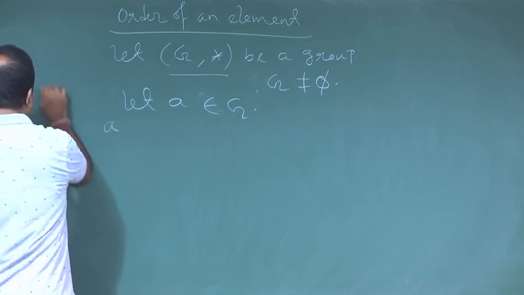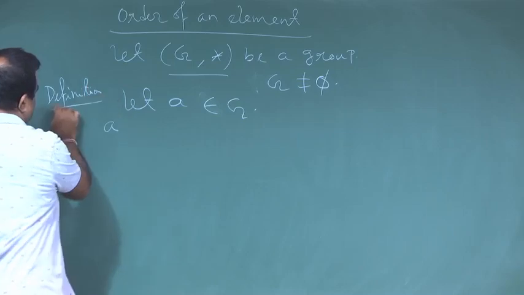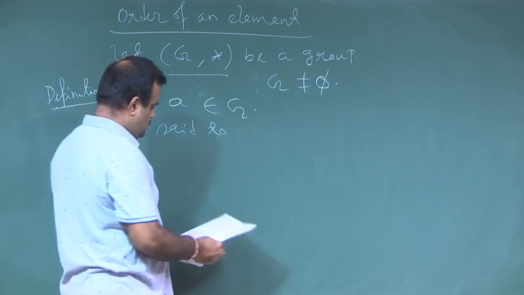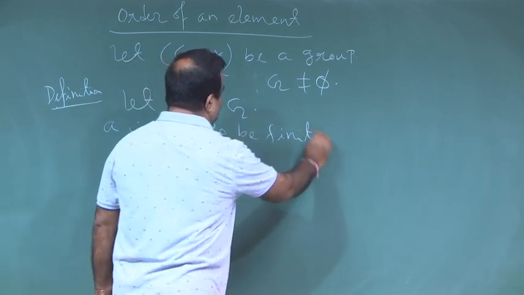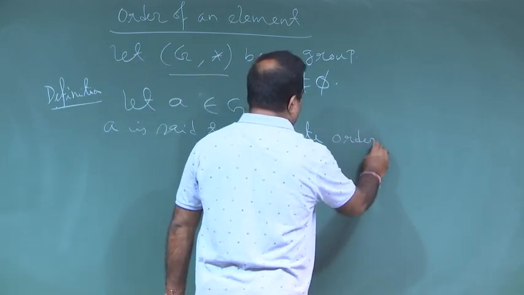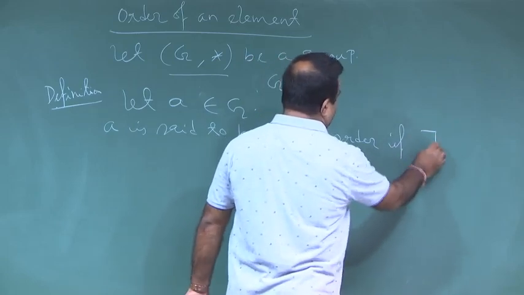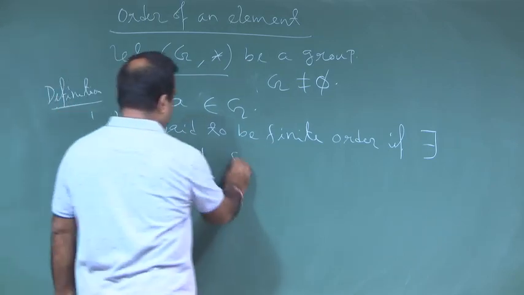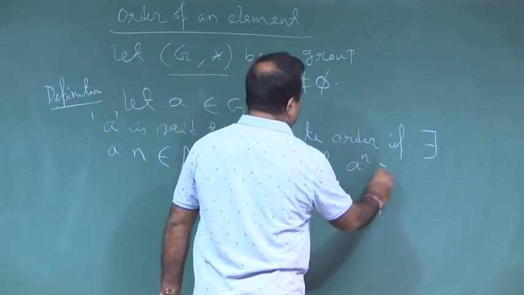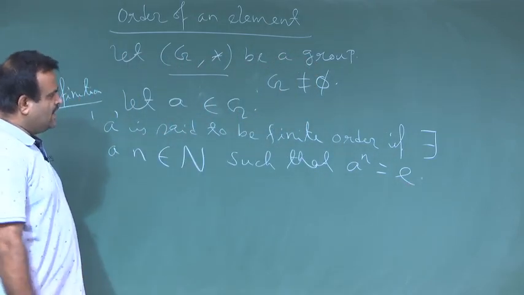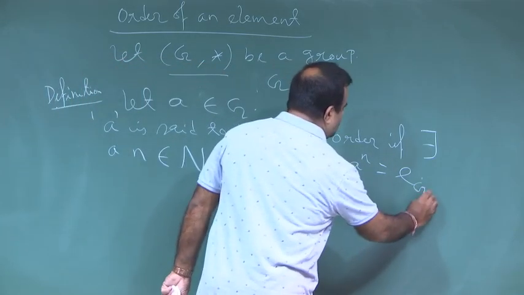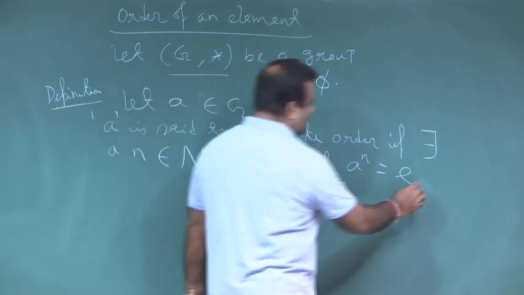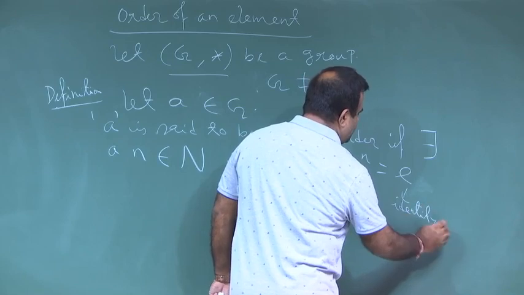Now, this is the definition. a is said to be a finite order element if there exists a natural number n such that a to the power n is equal to e. e is the identity element from the group. Since there is only one group, we can write e_G or just e. So, e is the identity element of the group.